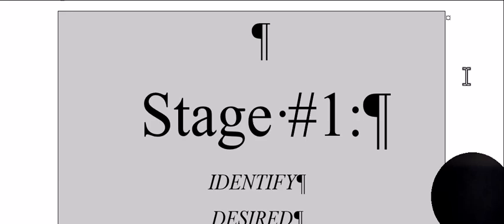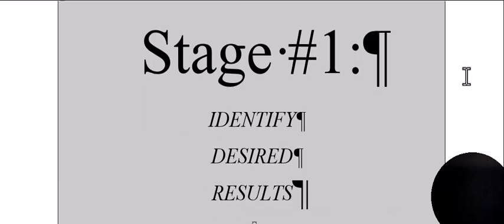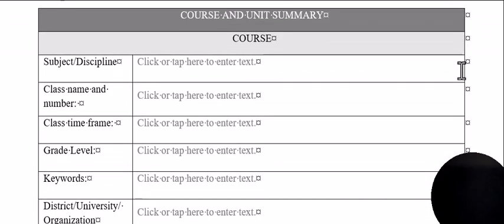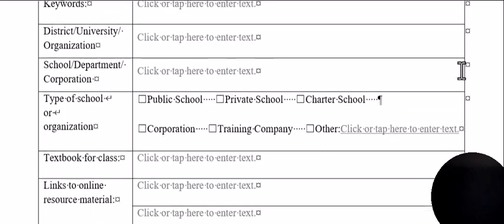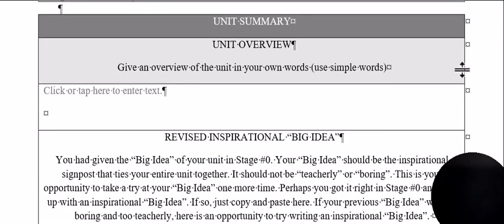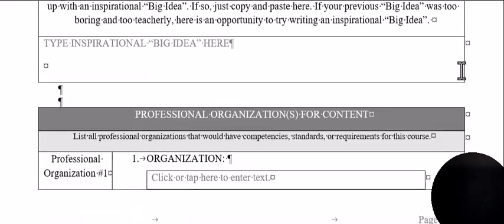So as you're talking about UbD Stage 1, you talk about what Stage 1 is all about and the purpose of UbD Stage 1, and then you scroll a little bit. Then you talk about the importance of including the course and unit information summary, pause, and talk a little bit about that. That's why this template is designed this way, because you can stop and then talk about it. Then you talk about adding your unit summary, and keep scrolling.